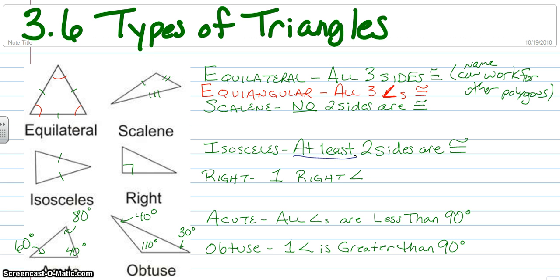A right triangle has one right angle. An acute triangle has all angles that are less than 90 degrees. An obtuse triangle has one angle greater than 90 degrees.